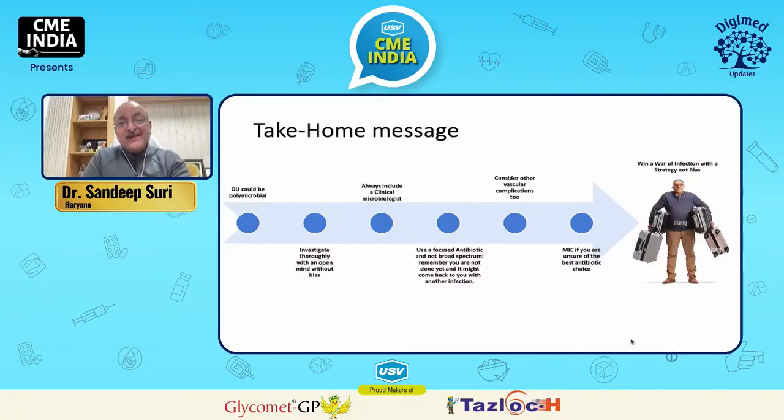So definitely you have to look at your enemies, that is your wound and infection bacteria, and also you have to look at your agents to kill that enemy, and that is your antibiotics. So win a war of infection with a strategy, not with your bias, not with the reflexology.